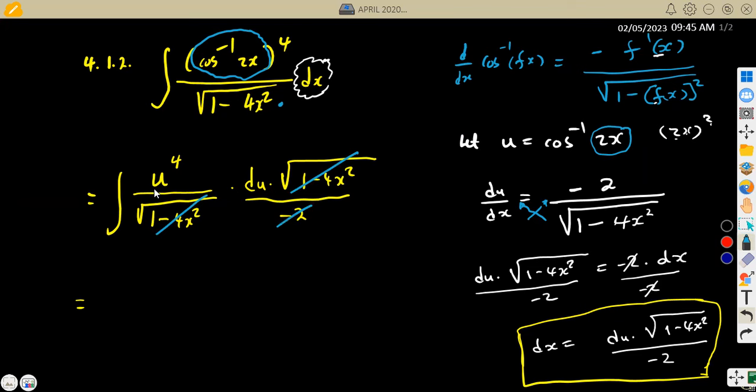Negative 2 cannot cancel for the meantime. This negative 2 cannot cancel anything, so you can just write it outside of the integral. So technically, it's like 1 over negative 2, which is the same as negative 1 over 2. Okay, so we can write it as negative 1 over 2. The integral of what are we remaining inside? We are remaining with u to the exponent of 4 and du, which is with respect to u.